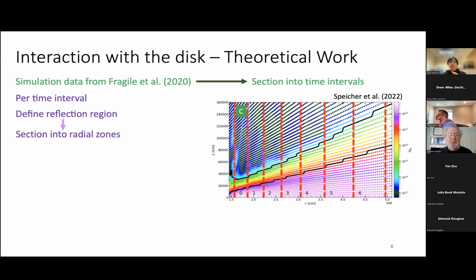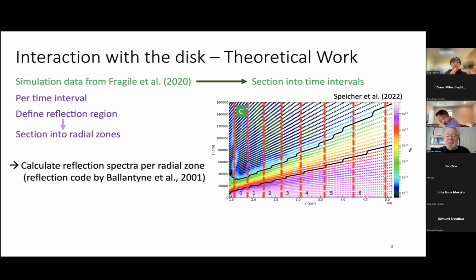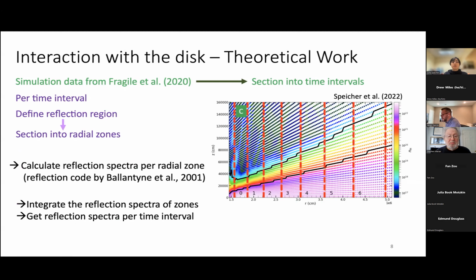The black solid lines bound the reflecting region of the respective time interval, and the red dashed lines section off these radial zones, which we call 0 through 6. For a given time interval, we first calculated the reflection spectrum for each of these radial zones, and then to get one reflection spectrum per time interval, we integrated these individual reflection spectra.